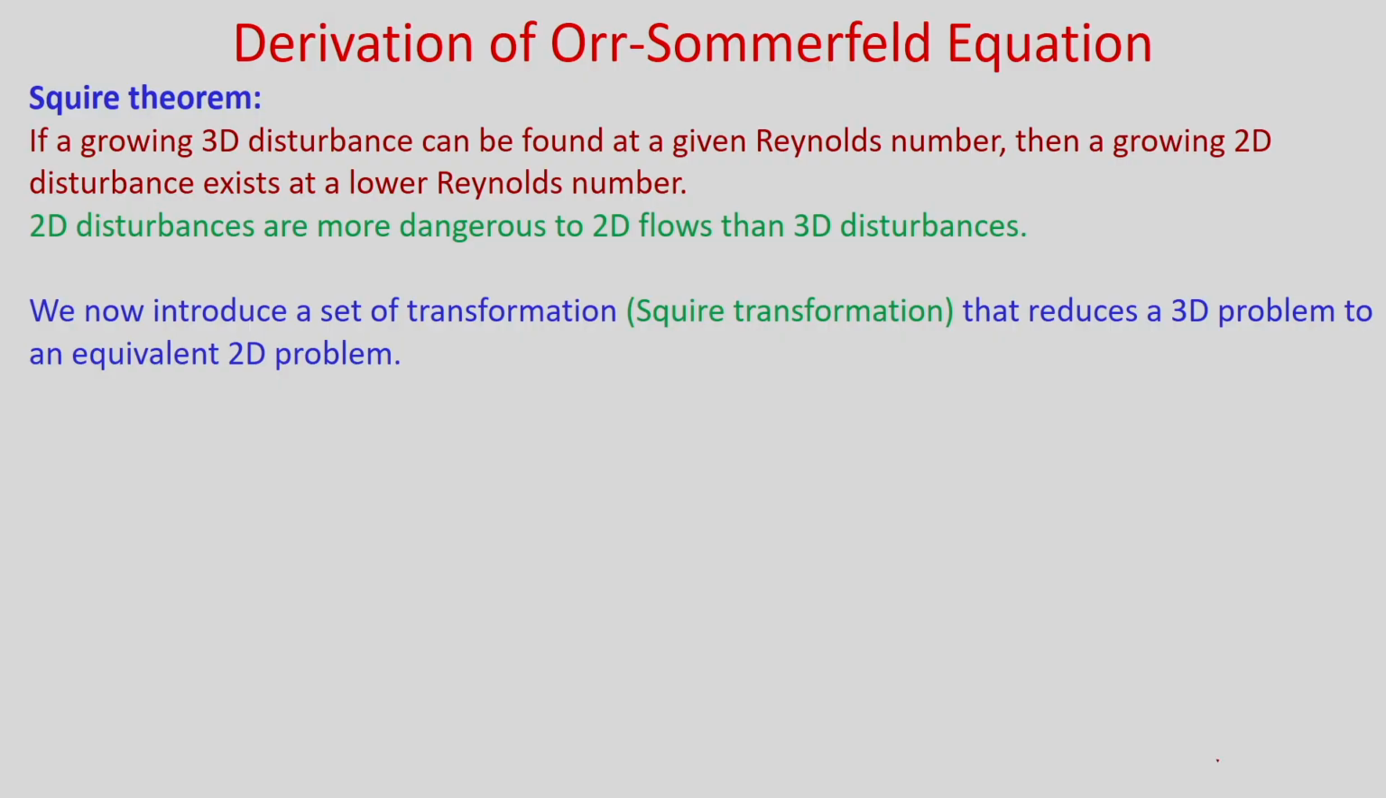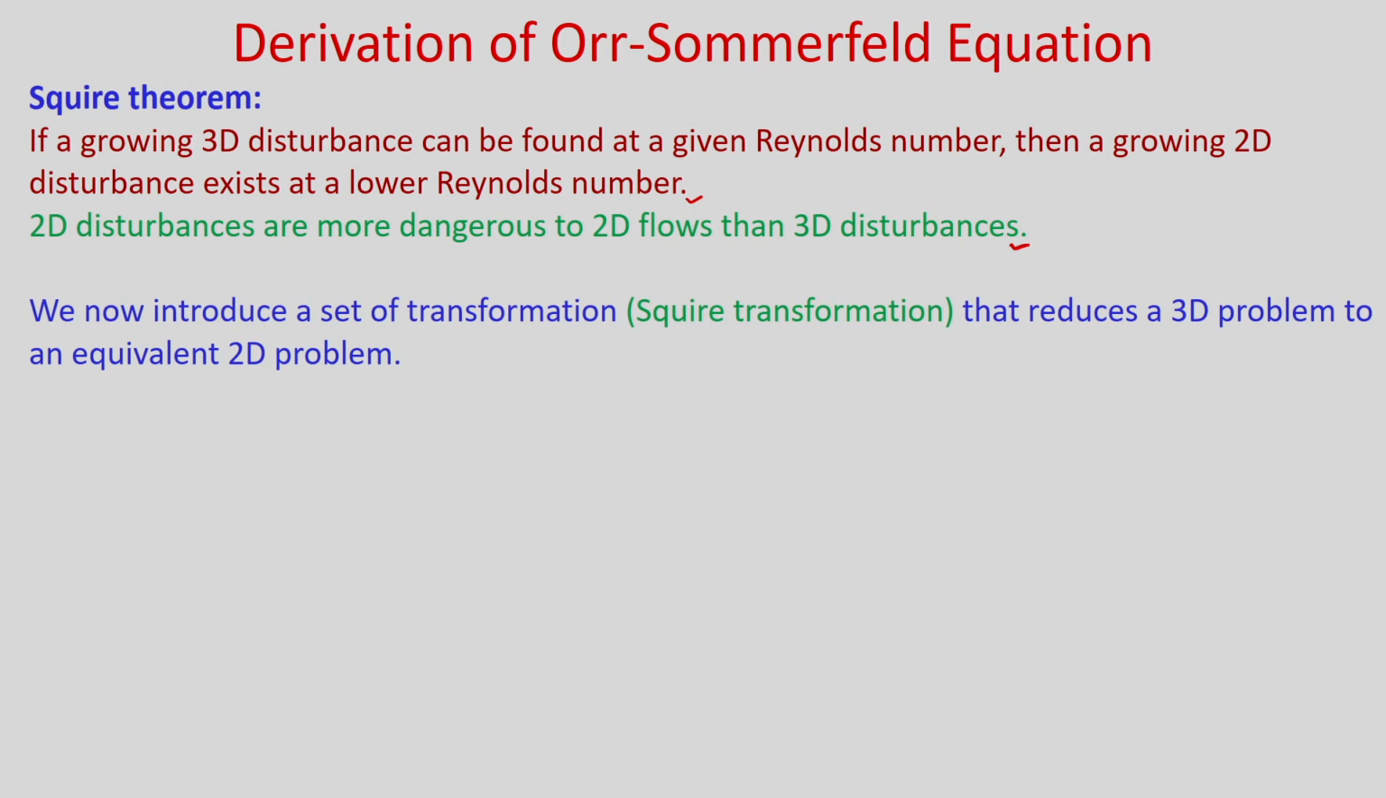Now we will discuss one important theorem, known as Squire's theorem. Squire's theorem states that if a growing 3D disturbance can be found at a given Reynolds number, then a growing 2D disturbance exists at a lower Reynolds number. That means 2D disturbances are more dangerous to 2D flows than 3D disturbances.